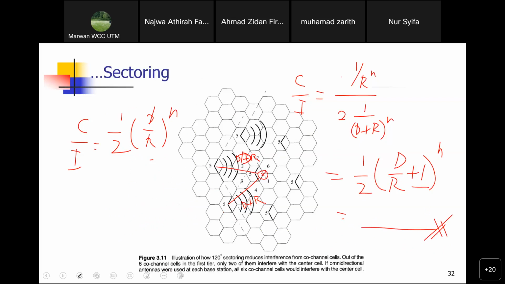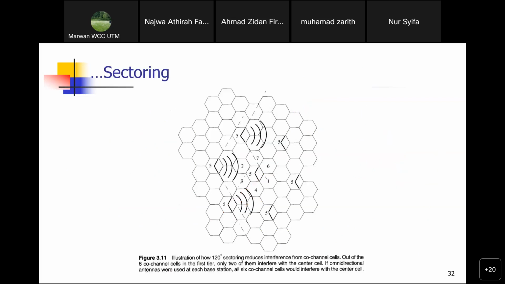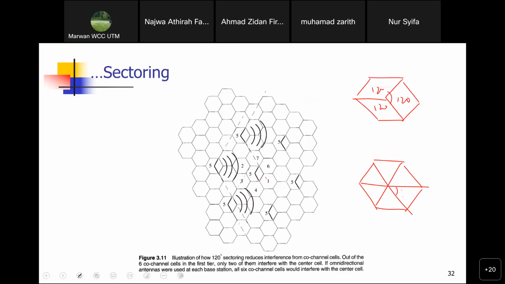If you're using 60 degree, previously it is 120. Okay, this is 120 degree, 120 degree, 120 degree. So if you're using 60 degree, meaning that you divide your cell into 6. Okay, only 60 degree. So for example, in this case, it's only that part.